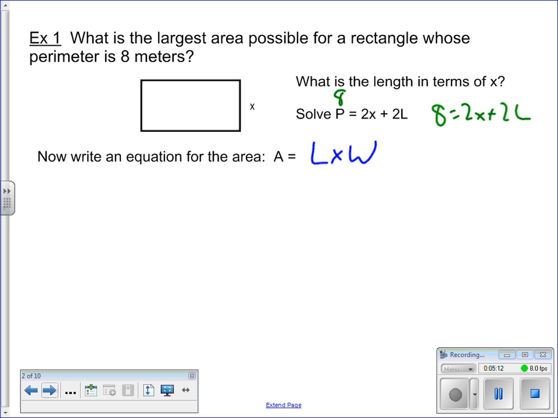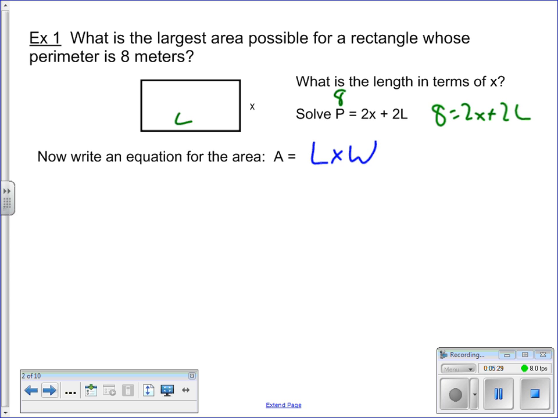Do you see where that comes from? Do you see where I get that? Perimeter is 8. If one side is x and the other side is L, 2 times x plus 2 times L gives us our perimeter, right?